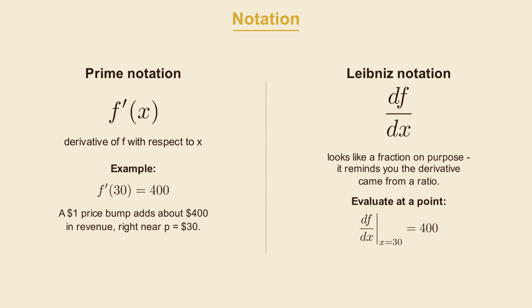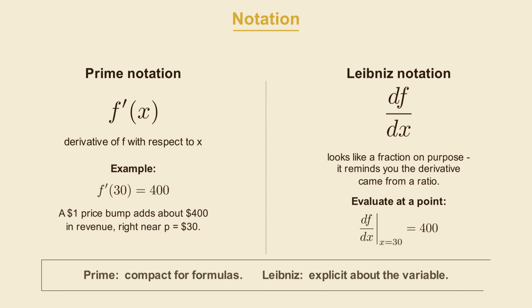When you want to evaluate the derivative at a specific point, you can write f prime of 30, or you can write df over dx with a vertical bar and x equals 30 next to it. Either way, you're saying, give me the instantaneous rate of change of f evaluated right at x equals 30. Both notations end up being useful in practice. Prime notation is compact and clean when you're writing out formulas. Leibniz notation is better when you want to keep track of what's changing with respect to what. And that distinction ends up being especially important once you get into functions with more than one input.